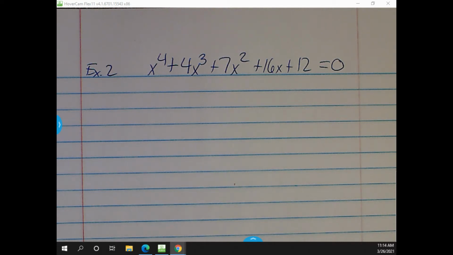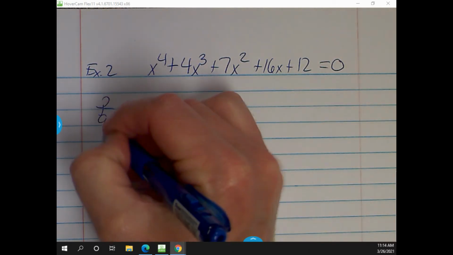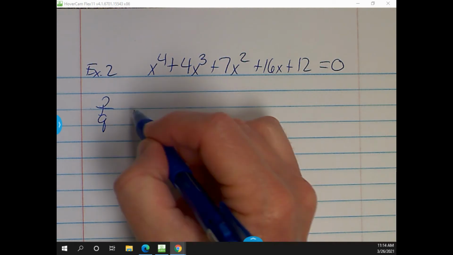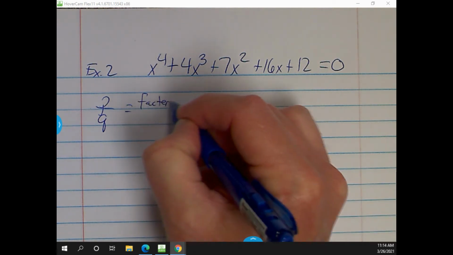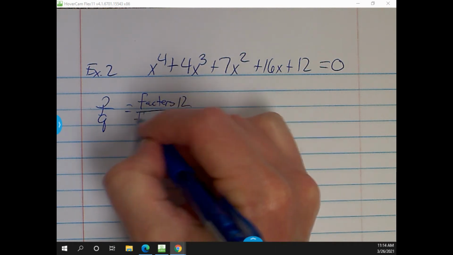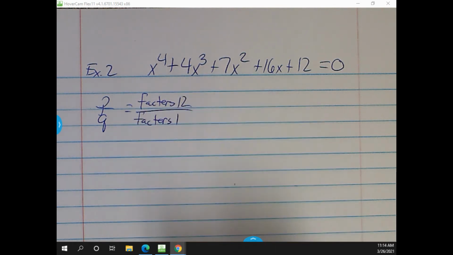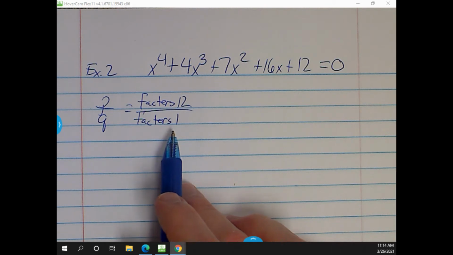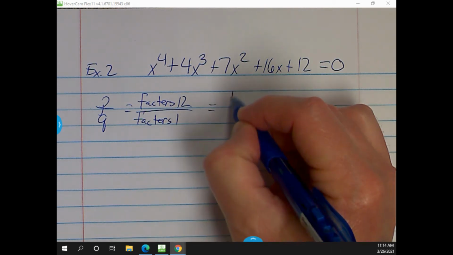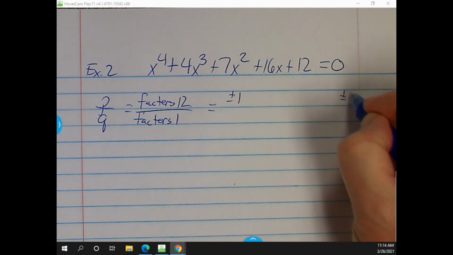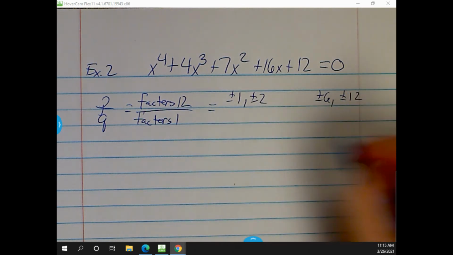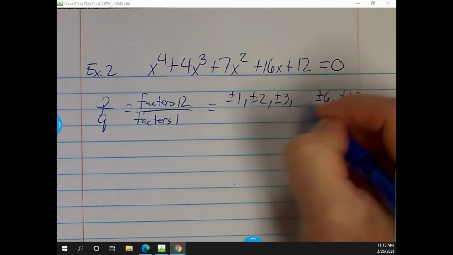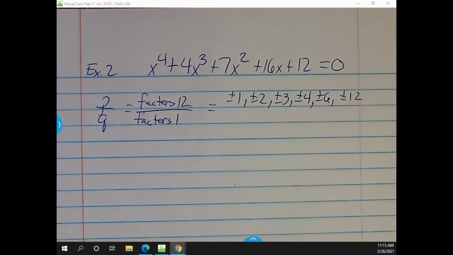So for this one, this is where if we don't have anything to do, this is where you have to do P over Q. And again, if we're doing P over Q, it's the factors of 12 over the factors of 1. And the good news is if it's over 1, then we really just have to worry about the factors of 12, because that would be 1 times 12. That would be 2 times 6. And then this would be 3 times 4.